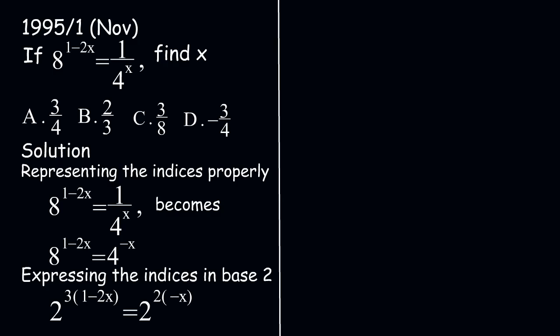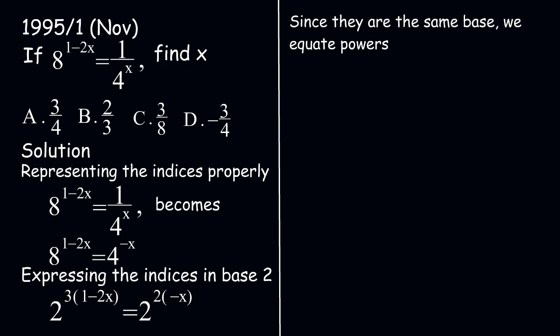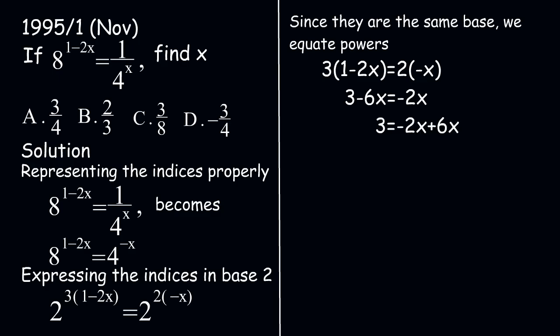Now, since our bases are the same, we can simply equate the powers. We are left with 3 in bracket 4 minus 2s is equals to 2 in bracket minus s. Expanding our bracket, it becomes 12 minus 6s equals to minus 2s. Collecting like terms, 12 will be equals to minus 2s plus 6s. 12 will be equals to 4s. And 12 over 4 will be equals to s, which is 3.